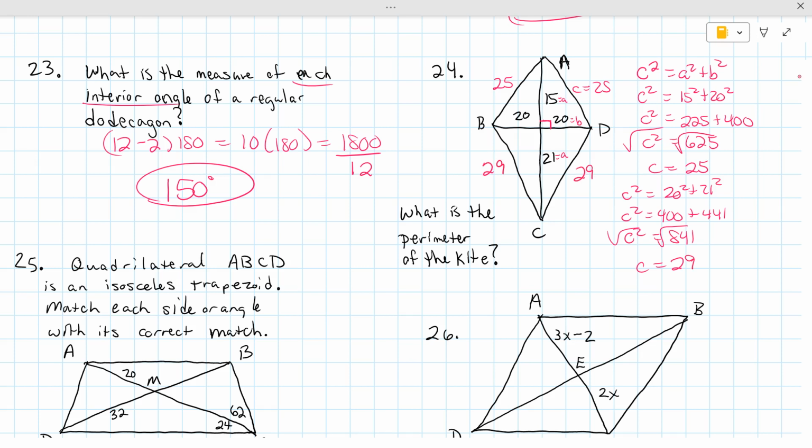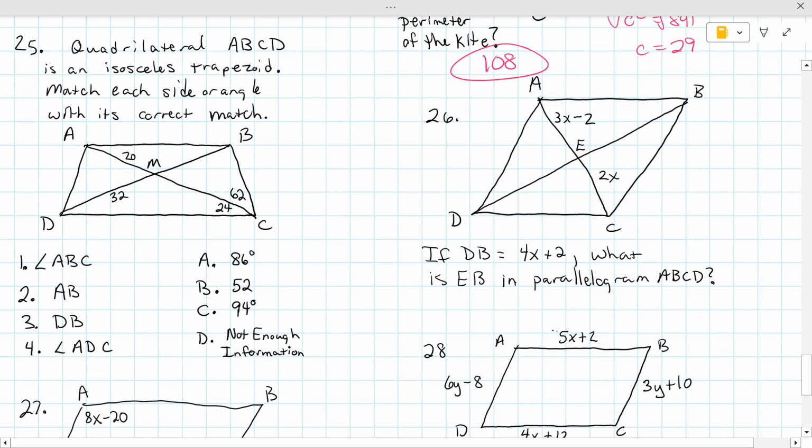So if that's 29, this is 29, because those are two the same. So if you want the perimeter, you add them up. The top two add up to 50. The bottom two add up to 58. 58 plus 50 is 108. We good?